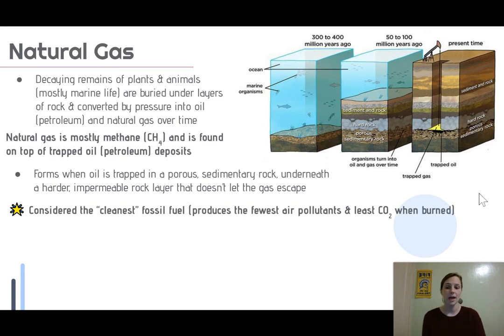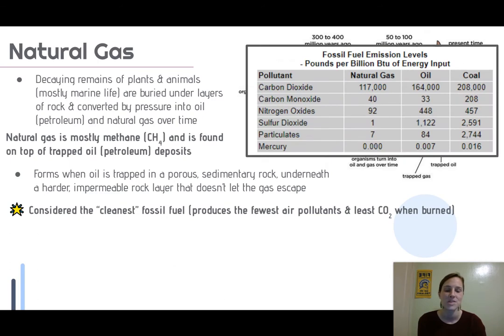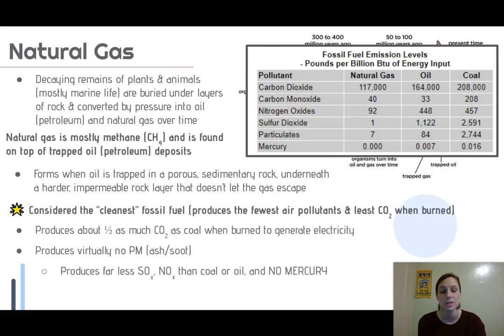Now, natural gas is actually considered the cleanest of the fossil fuels, not of all the energy sources, but of the fossil fuel energy sources. And this is because it's going to produce the fewest air pollutants and the least amount of carbon dioxide when it is burned. So if we look here at the fossil fuel emission levels of how we've got carbon dioxide, carbon monoxide, particulates, mercury, etc., all those things, you're going to see that natural gas is going to be the one that is the cleanest of these three options.